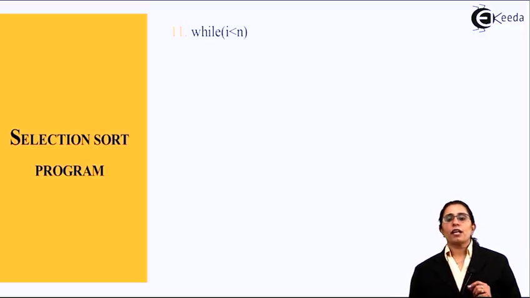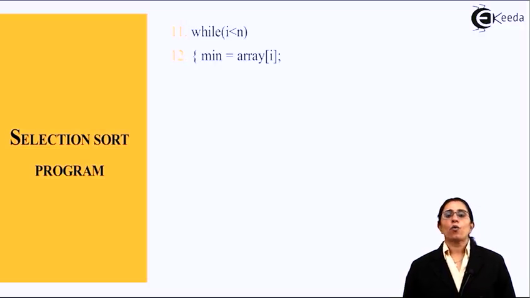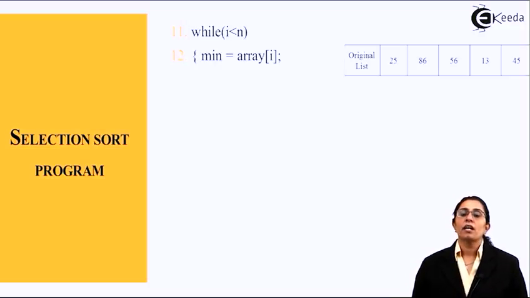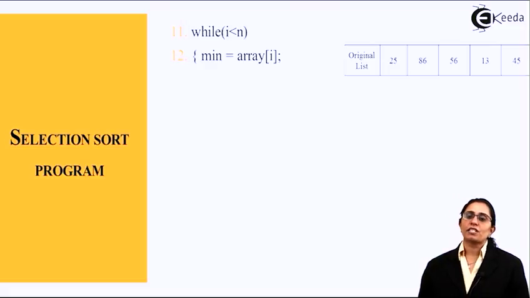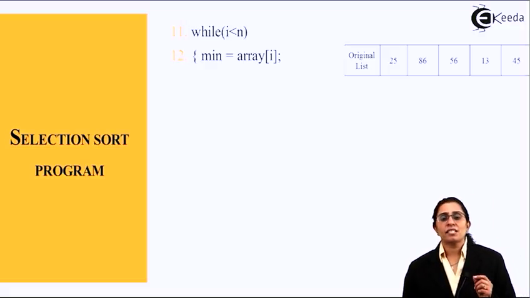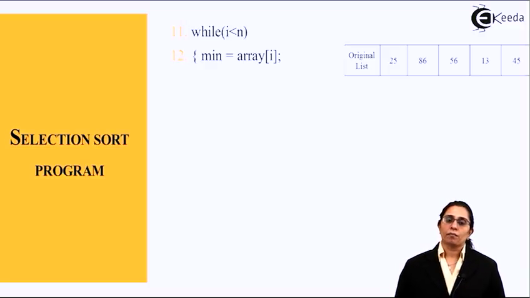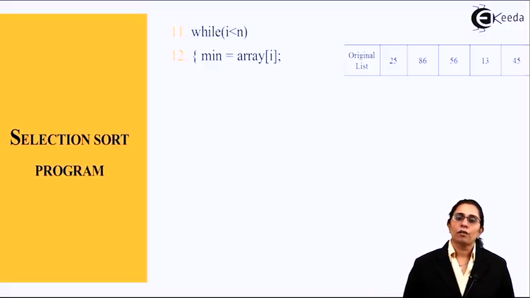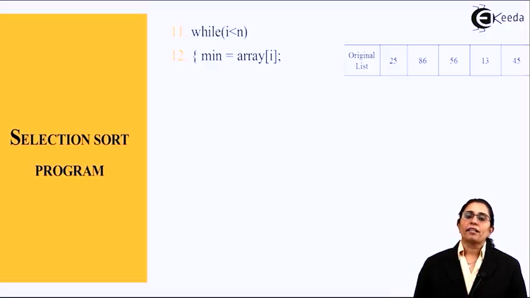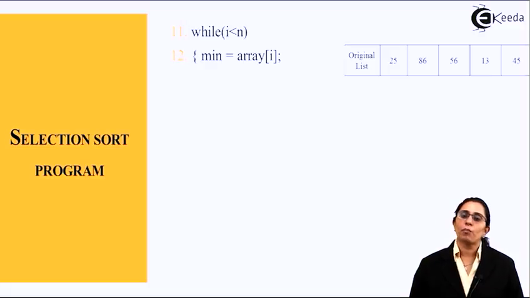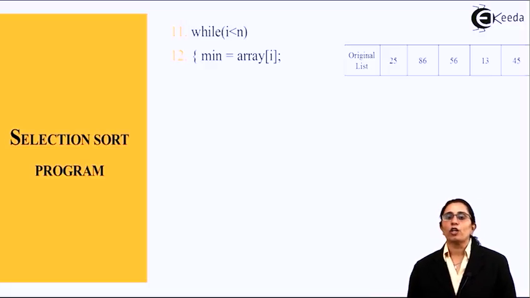Now the first element of the array, that is the original list as seen over here, is 25, 86, 56, 13 and 45. What we've already done in the previous example, the first element of the array is assigned to variable min. As i has a value of 0, array of i, that is array of 0 at the 0th location, is assigned to the variable min. So my min gets the value of 25.